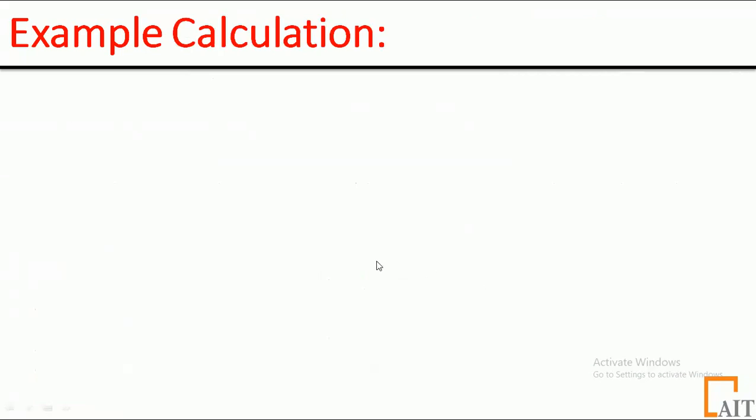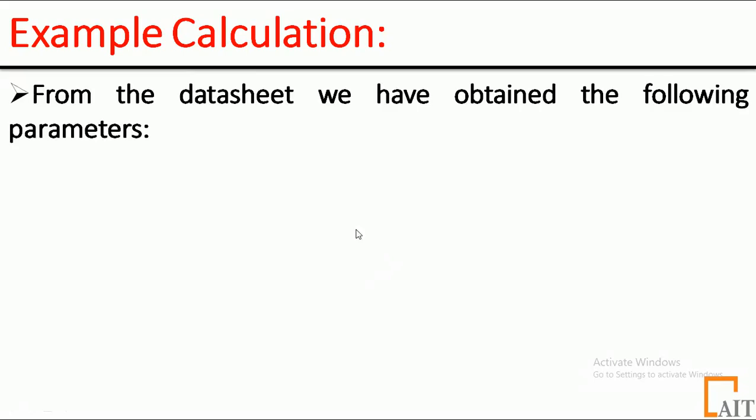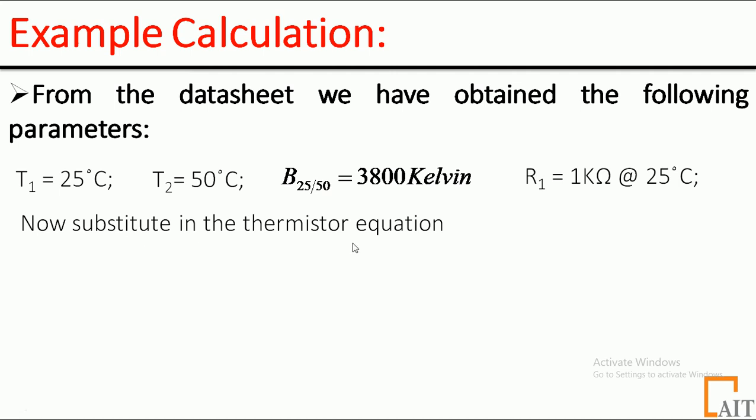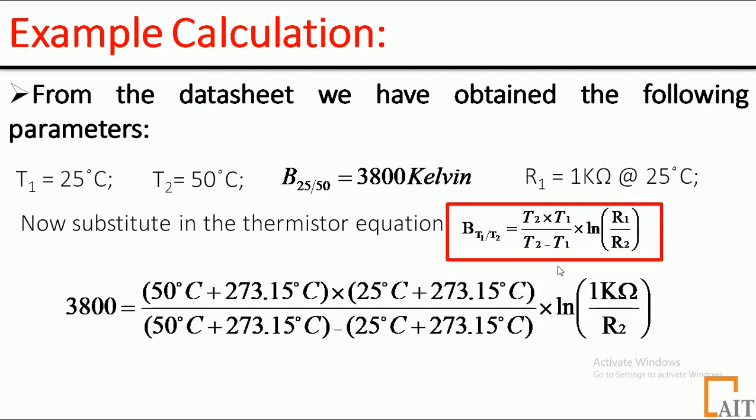Now we look into the calculation part. From the data sheet we have obtained the following parameters. T1 is equal to 25 degree, T2 is equal to 50, B value, the material constant, equal to 3800 Kelvin, and R1 is equal to 1 kilo ohm. So these 4 values were obtained from the data sheet. Now we'll substitute all these 4 parameters in the equation, and once we substitute it, we can determine R2.